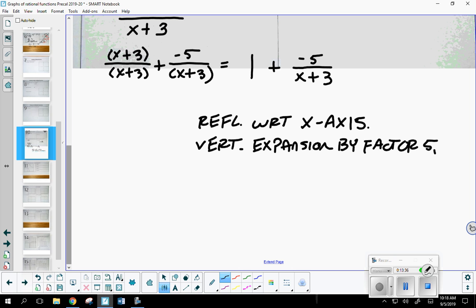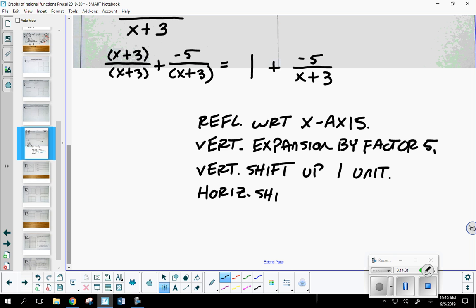Okay, what else? There's 2 left. Vertical shift, or translation, whatever you want to say, up 1 unit. And there's 1 left. Because that's directly connected to x, it's a horizontal shift left 3 units. Boom. That's what it wanted you to do on numbers 3 and 4.